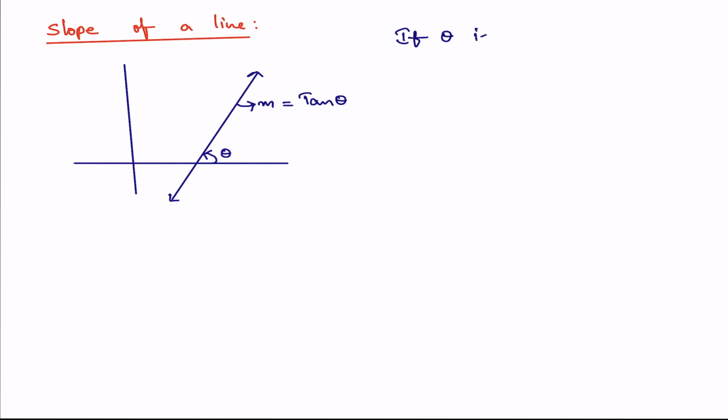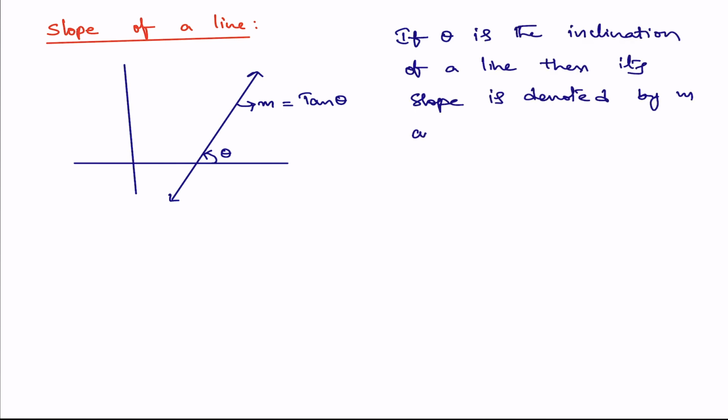If theta is the inclination of a line, then its slope is denoted by m and is defined as m equal to tan theta. What is m equal to tan theta? The slope of the line. What is theta in this tan theta? The inclination made by the line. If theta is the inclination of a line, then the slope of that line is tan theta. Slope of a line is denoted by m.